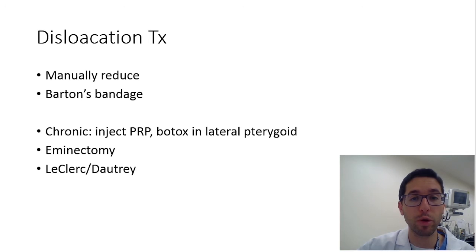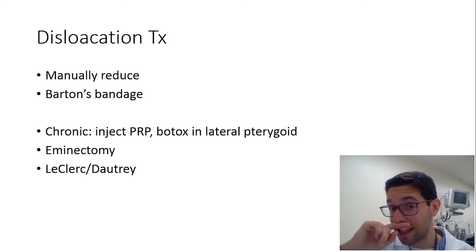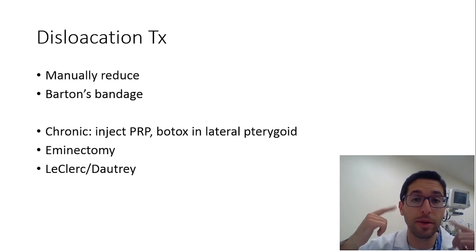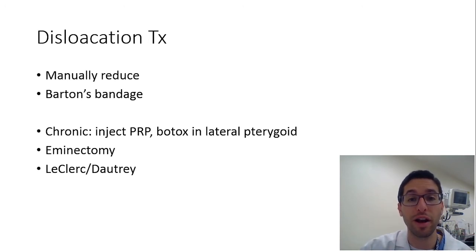The other option is you inject Botox in the lateral pterygoids. The lateral pterygoid is responsible for opening. Now, that's easier said than done, because injecting the lateral pterygoids is actually quite difficult. We do Botox all the time into the masseter and the temporalis, but when you get to the lateral pterygoids, it's recommended to use an EMG.